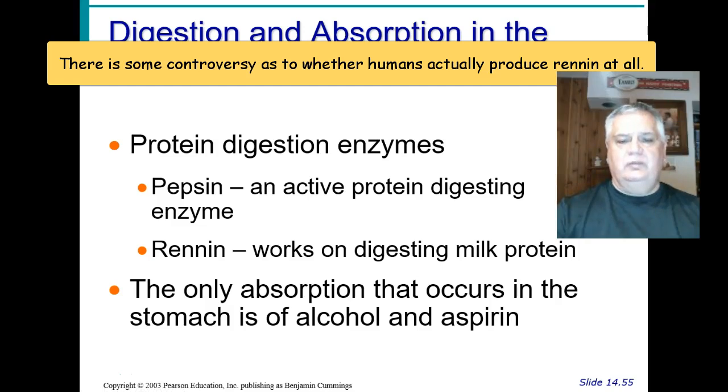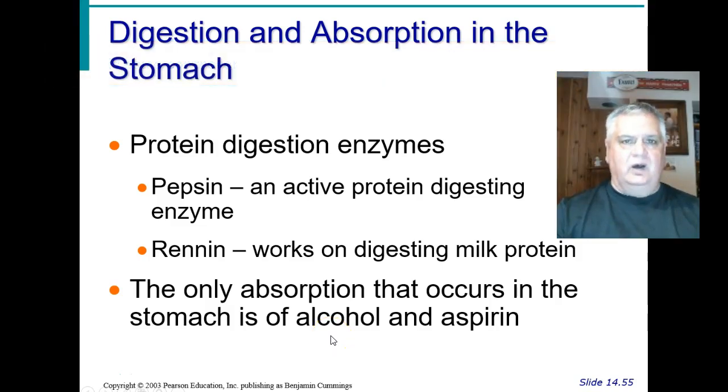With regard to absorption, the only absorption that occurs in the stomach is that of alcohol and aspirin. And this is why we get very quick effects of alcohol and aspirin. Within minutes of imbibing alcohol, it can enter the bloodstream, go to the brain, and cause changes in brain function. The same holds true with aspirin. It can be absorbed directly through the lining of the stomach, and we can get a very quick analgesic effect from the aspirin.